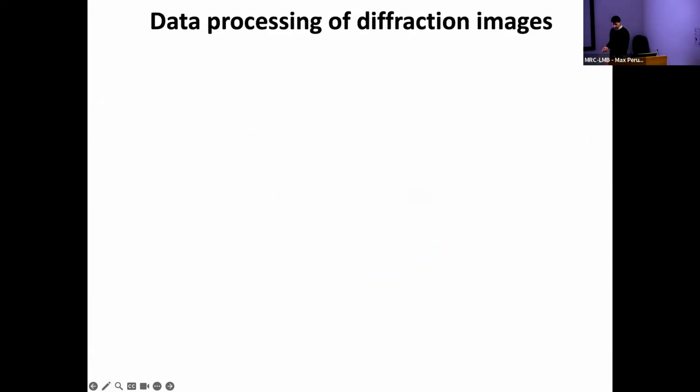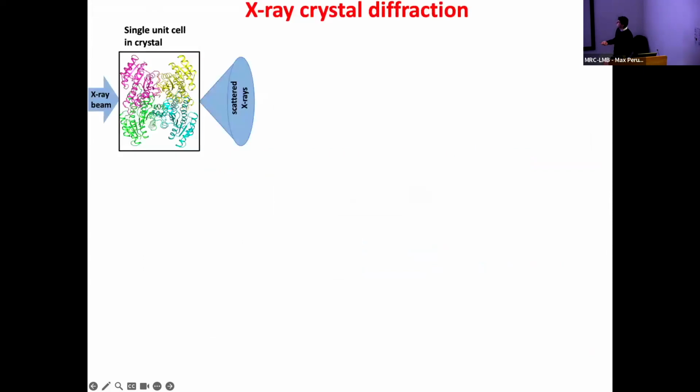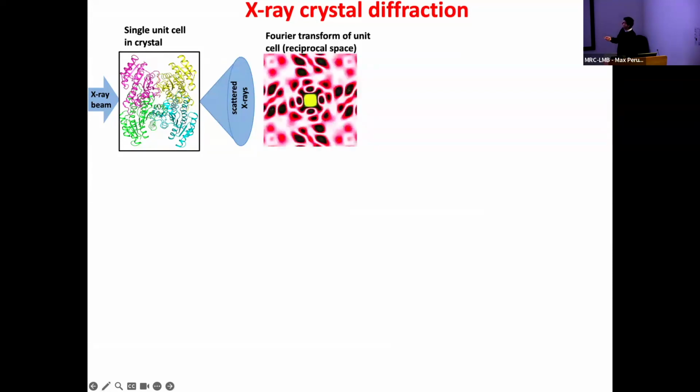So how do we process the images we collect? Let's have first a quick look at diffraction theory. Imagine that out of the whole crystal, we take only a single unit cell, like a single molecule. We hit it with an X-ray, the molecule is going to scatter the X-rays, and this is what you see on the detector. However, because X-rays scatter very, very little with atoms like carbon and oxygen, it's impossible to detect the scattering from a single molecule. That's why we need to use crystals to amplify the signal.